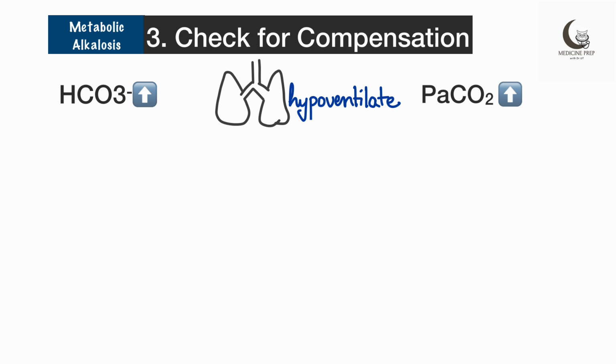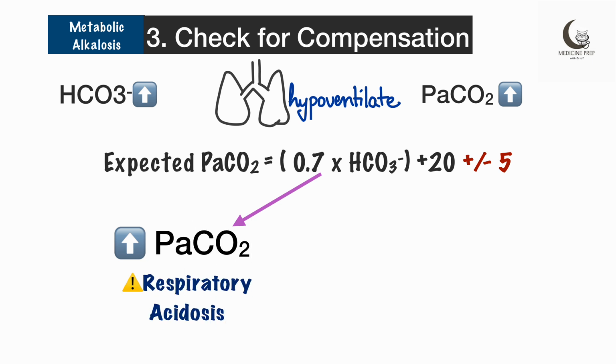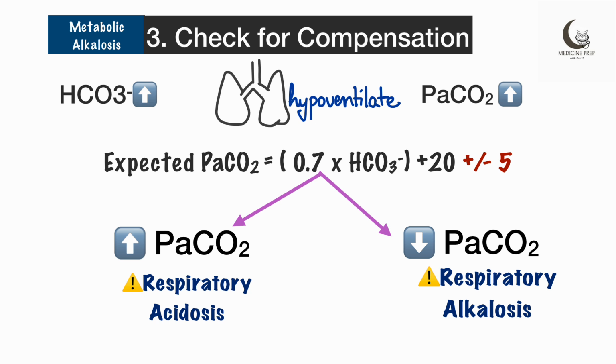Now to check whether this compensation is appropriate, we calculate it using the formula 0.7 times bicarbonate plus 20, with an error of 5. Once again, if the measured value falls within the expected range, respiratory compensation is appropriate. If it is higher than expected, then we think of additional respiratory acidosis. If lower than expected, we suspect a concurrent respiratory alkalosis. Remember, compensation never overcorrects pH. It only moves it closer to normal.